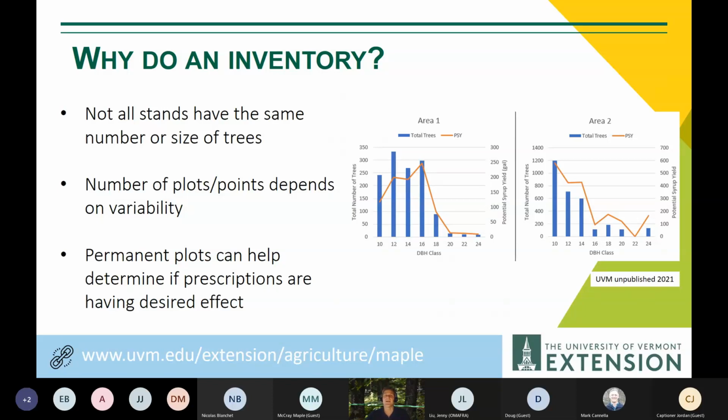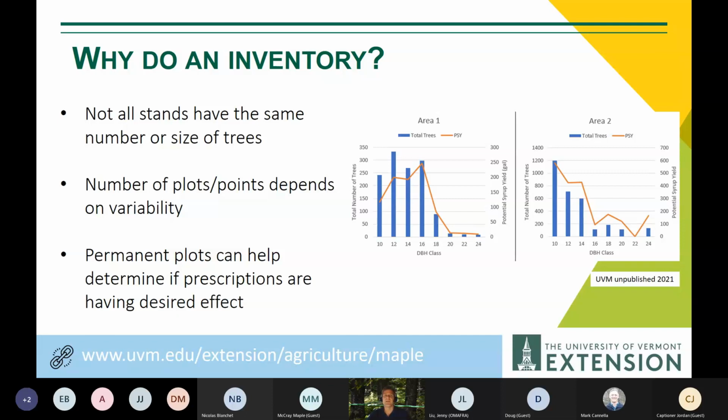We are currently working on an online calculator that would allow you to enter some of this data by diameter, and you'd get some estimate based on how many 10-inch trees versus how many 20-inch trees, and so on, how much sap you could realistically expect to produce.